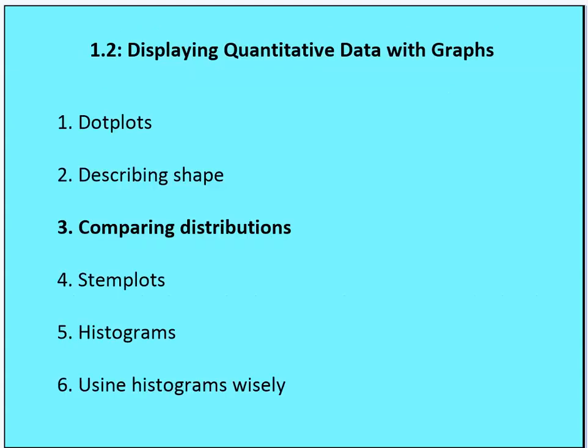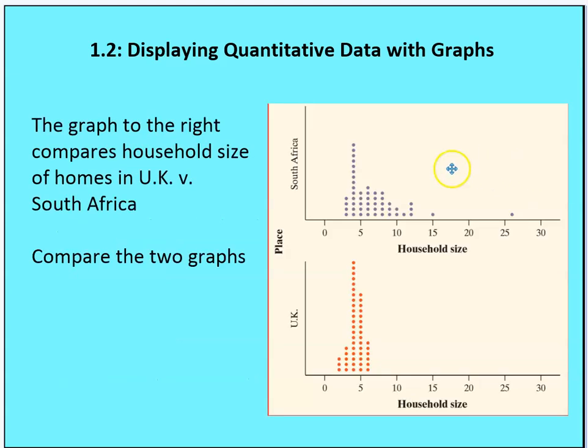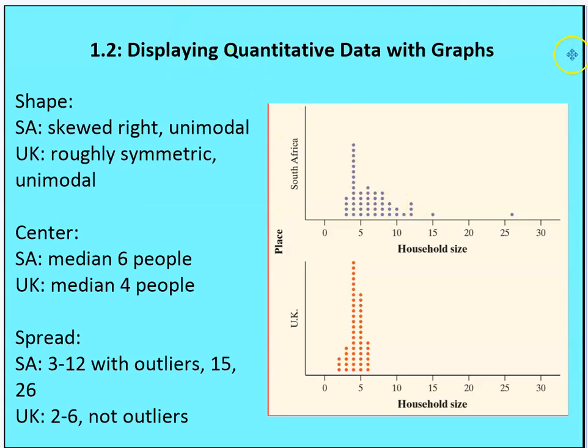All right, so moving on, comparing distributions. We have two distributions. This is household size of homes in the UK versus South Africa. So it's United Kingdom or England versus South Africa. And so we want to compare the two dot plots. You can see just immediately that in South Africa the range is bigger, and the number of larger household sizes is also larger in South Africa. But let's take a more specific analysis.